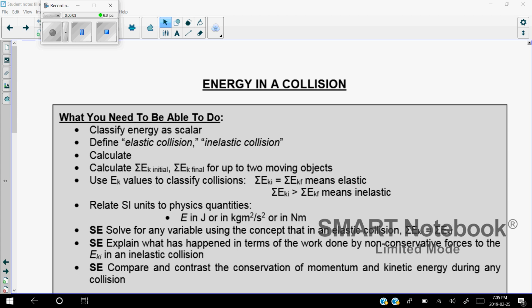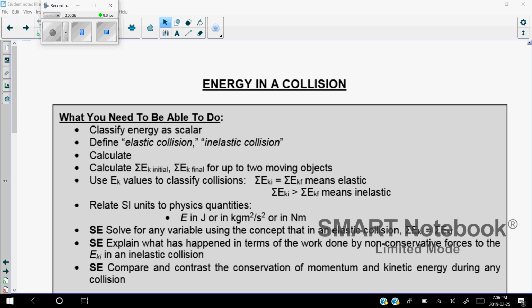Today we're going to look at energy in a collision. It's the last lesson in our unit on momentum and impulse. We'll take a look at a couple different examples and then you'll be able to finish up your formative assignment. Please be prepared for your quiz coming up as well as your unit exam following that.